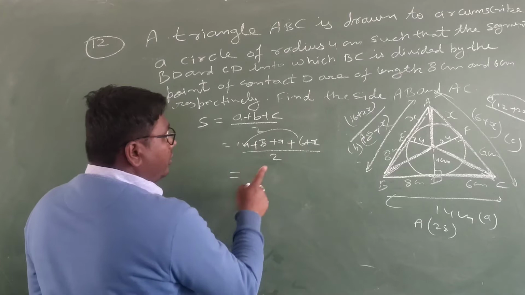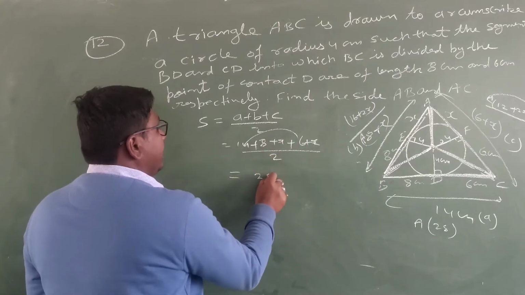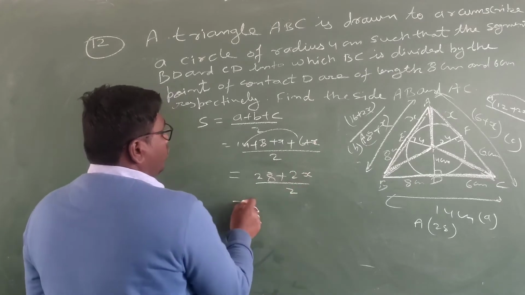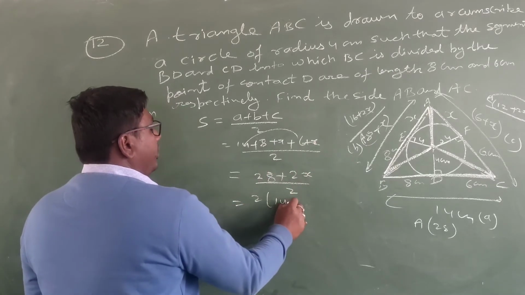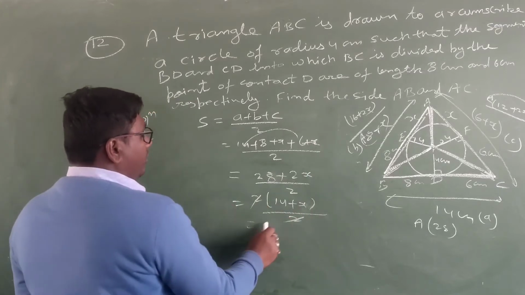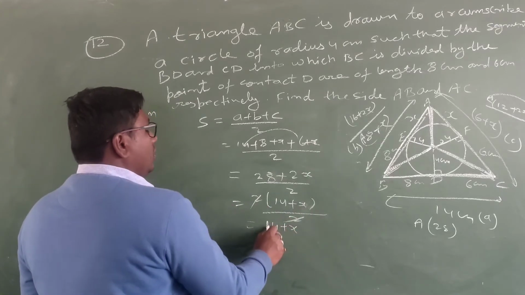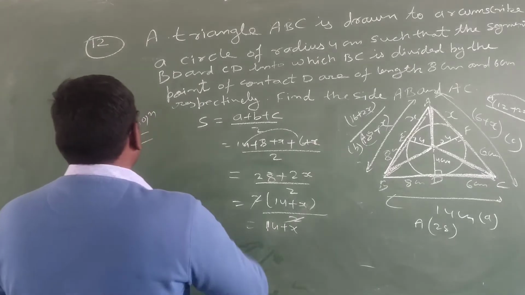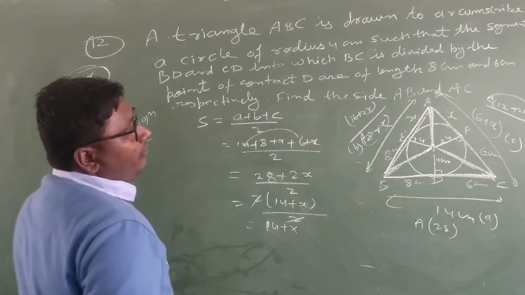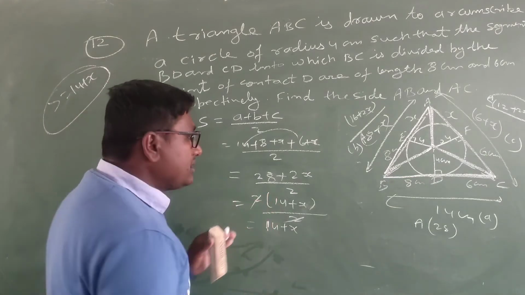14 and 8 will be 22, 22 and 6 will be 28, and x plus x will be 2x, divided by 2. Now 2 will be taken as a common factor, so here will be 14 plus x over 2. The 2 will be cancelled. So the value of s will be 14 plus x.